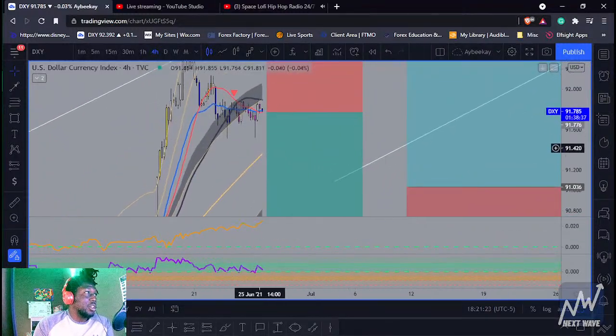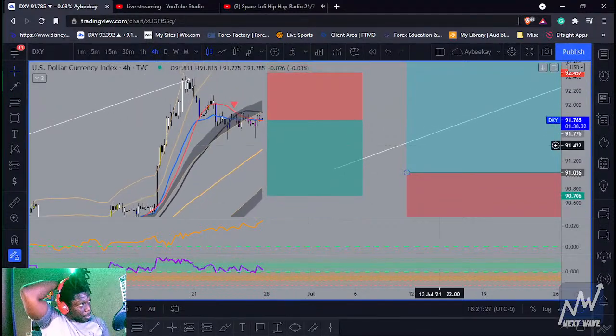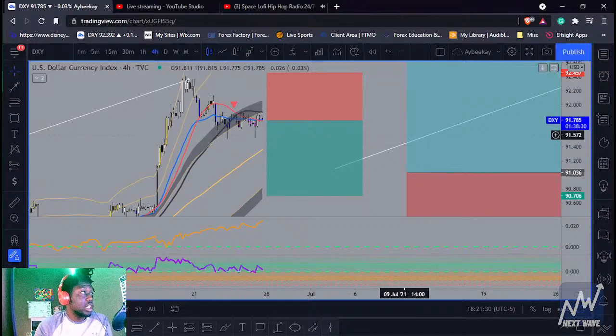Especially when price consolidates for this long. I definitely don't like looking at the lower time frames for any type of opportunities because the bands just tend to get sloppy. But I like how this looks overall. So this is what I'm going to be looking for on the DXY.